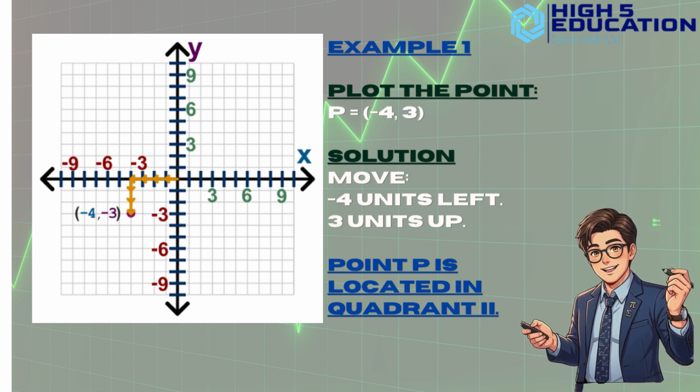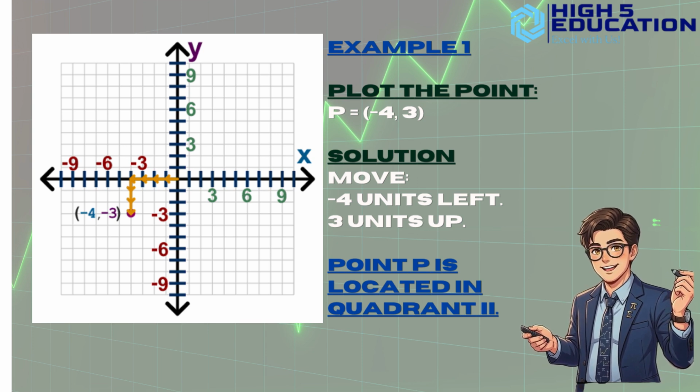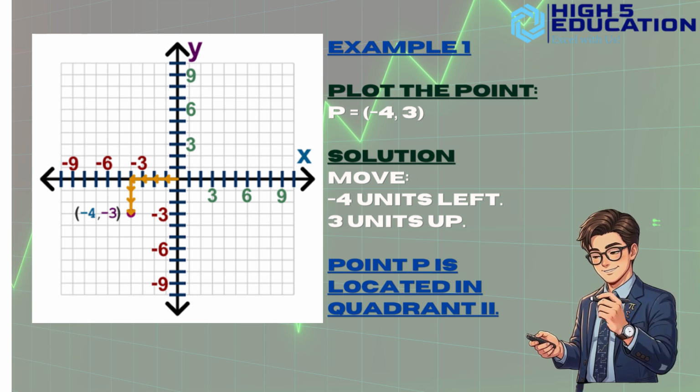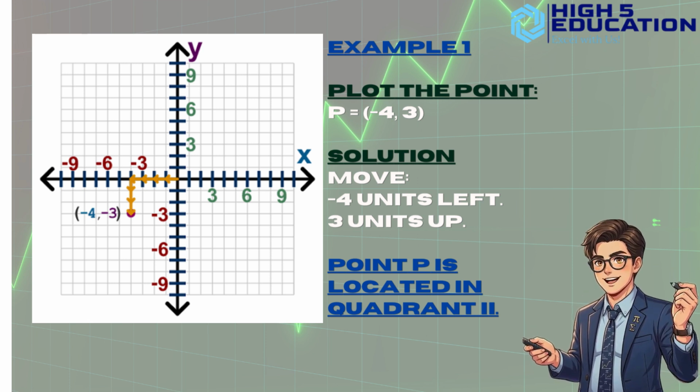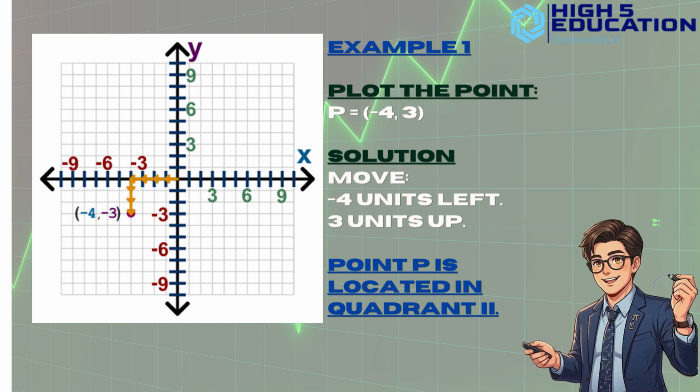Negative x means move left. Positive y means move up. By following these steps, you can accurately plot any ordered pair on the coordinate plane.